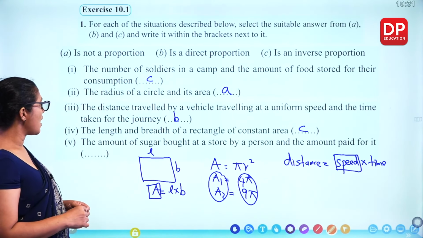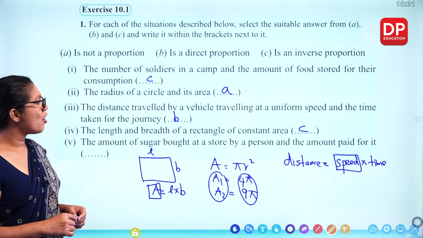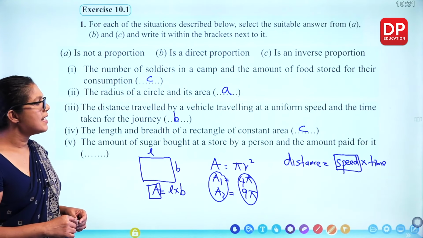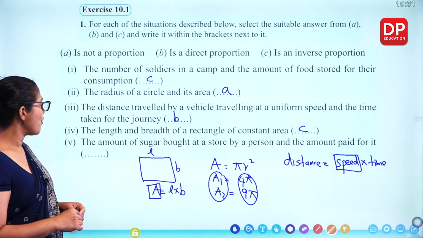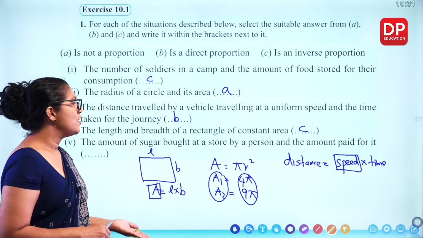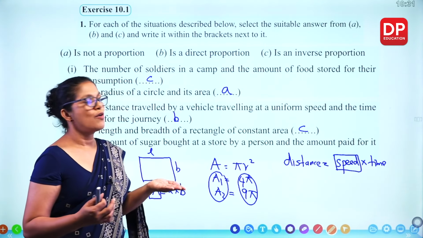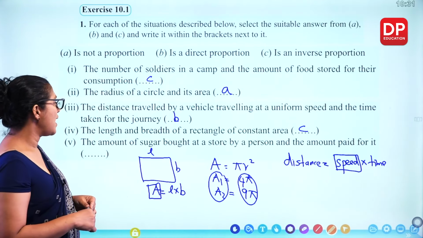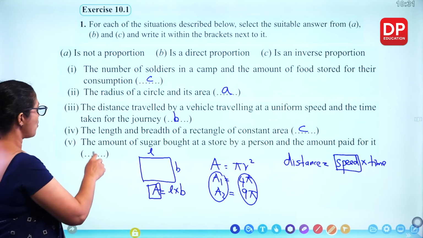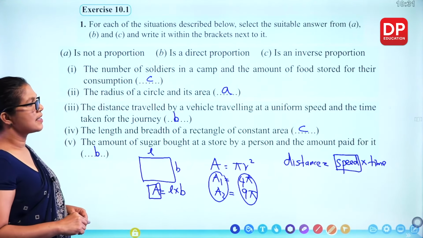What about the last one? The amount of sugar bought at a store by a person and the amount paid for it. We know that when you buy more, you have to pay more. So that's direct proportion. So it's B.